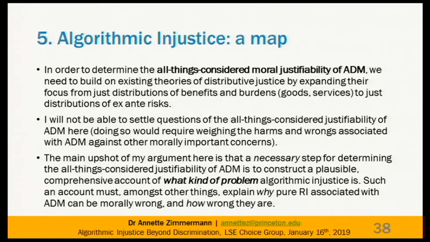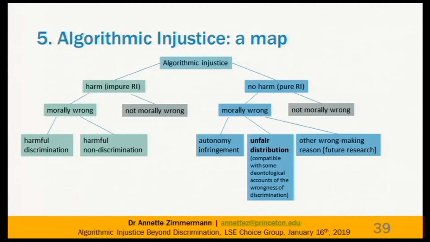Defining what kind of problem algorithmic injustice is is just much more expansive than one might guess once one looks at the empirical evidence. So I've constructed this tentative map. I haven't discussed all of these instances in this talk, but just to walk you through it.